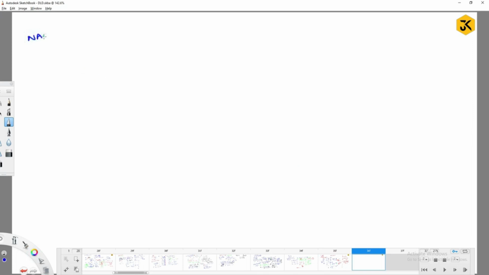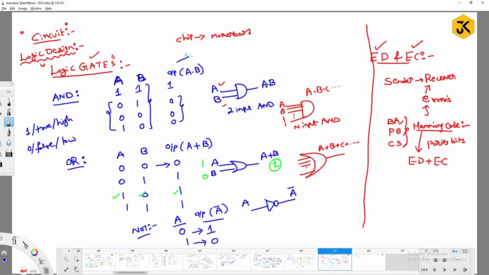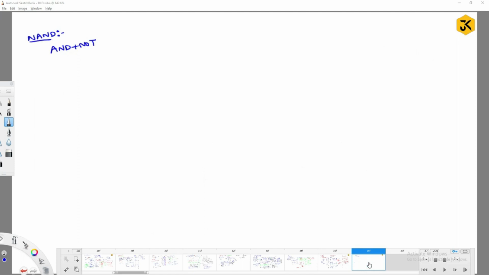NAND gate. NAND means, if you observe here, it is simply a combination of AND and NOT. If I try to draw this, I can call it a truth table. I hope you have the idea of discrete mathematics, where you will come across this table again. So, AND NOT.